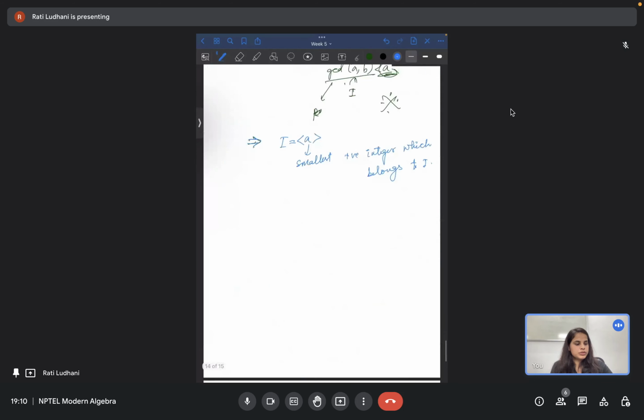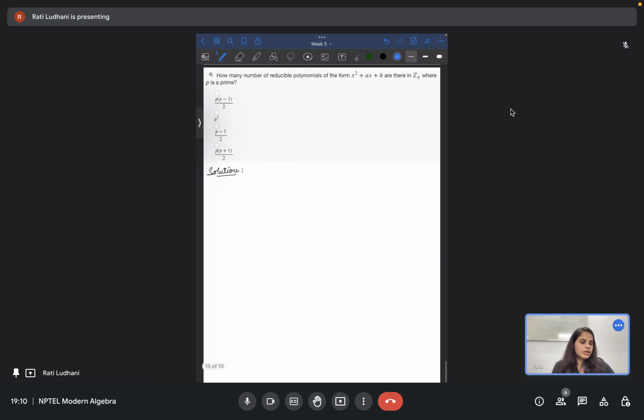Let's move to the last question for today. How many reducible polynomials of this form are there in Zp, where p is a prime? So the question asked is how many reducible polynomials of this form, x square plus ax plus b. Reducible polynomials, what does that mean? From the definition of reducible, these are in Zp. Do you know what Zp is?